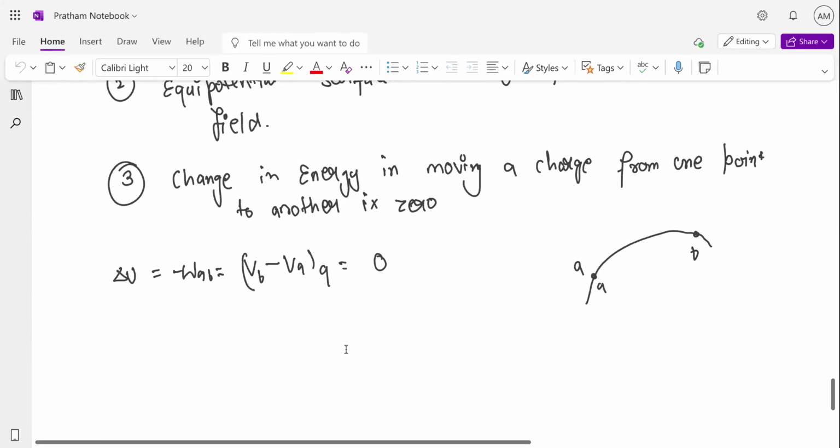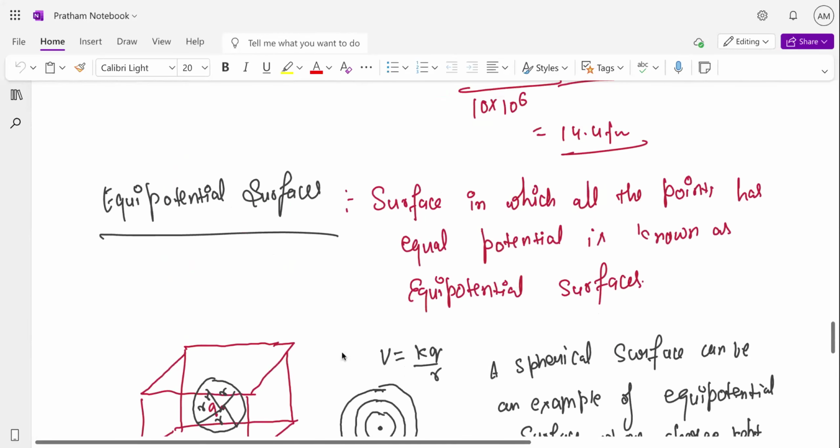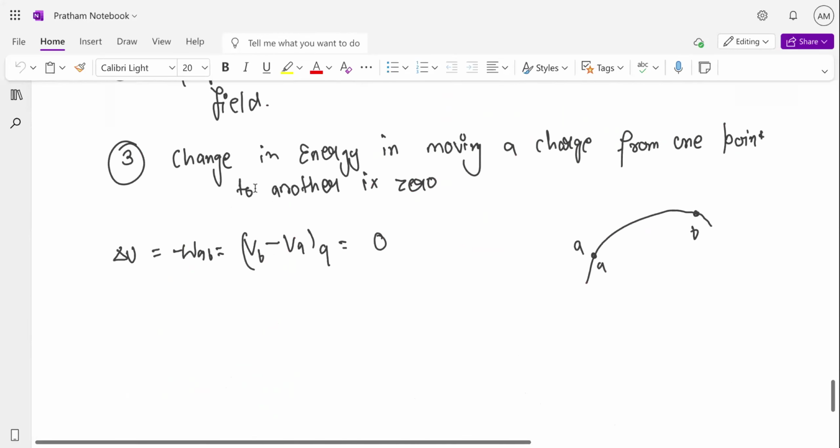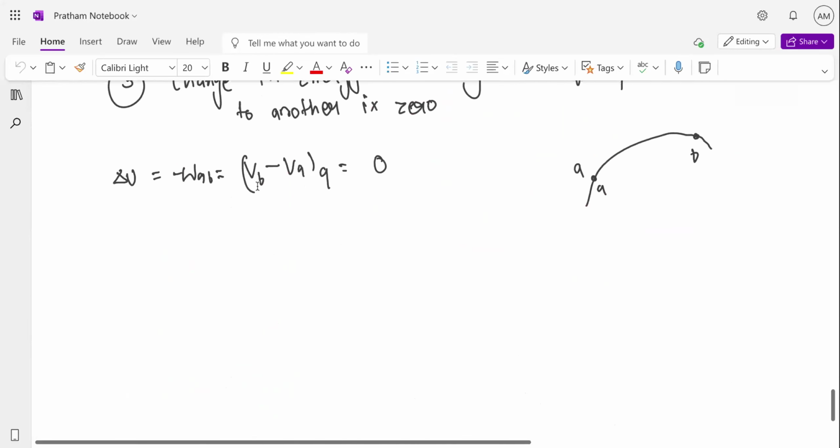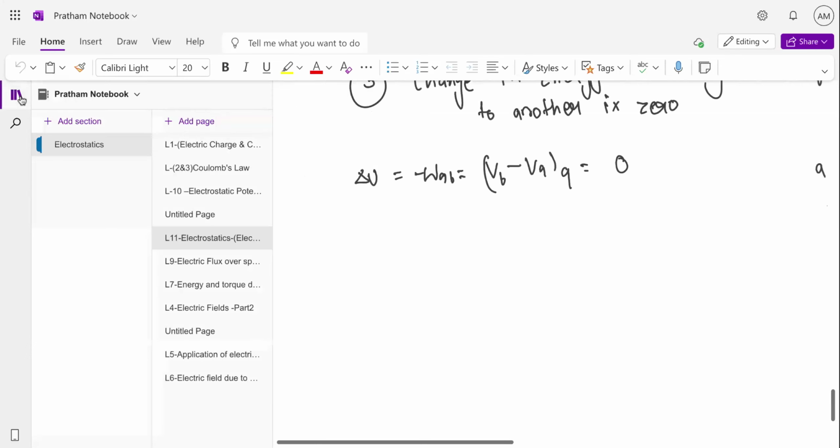Let me check. Yeah, these were the equipotential surfaces. An equipotential surface is a kind of Gaussian surface over which, at any point, the potential remains the same. The most important point is that the potential energy change in moving from one point to another over any equipotential surface comes out to be zero. Is that clear? Yes. Okay.